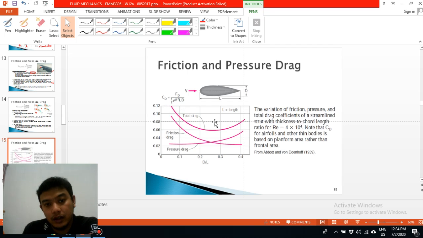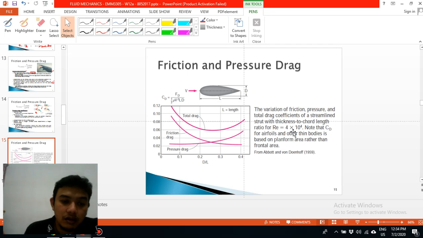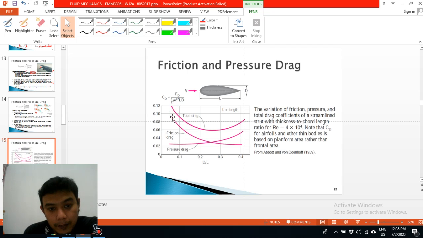Okay, this is the picture of an airfoil. So this shows the variation of friction, pressure and total drag coefficient of the streamlined strut with thickness to chord length ratio, for a Reynolds number of 4 times 10 to the power of 4. So we note that CD for airfoils and other thin bodies is based on planform area rather than the frontal area.